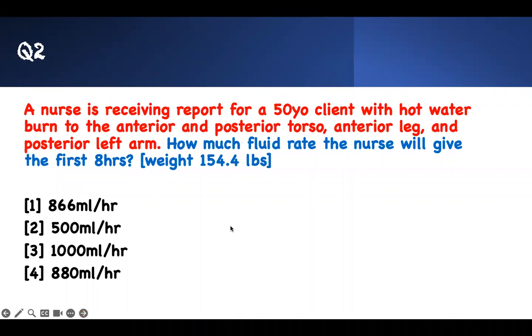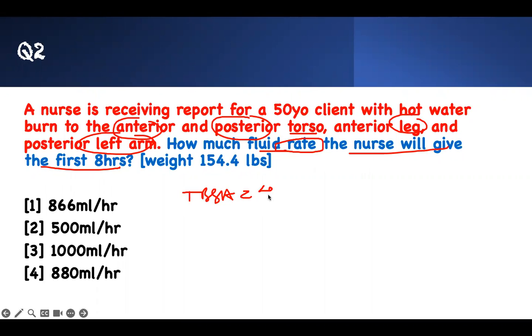Now, the same patient, right? And the nurse is receiving a report for a 50-year-old client with hot water burn to the same area. And I want to show you the detailed calculation. Anterior and posterior torso, anterior leg, and posterior arm. How much fluid rate will the nurse give in the first 8 hours? This is a little bit complicated. So first, calculate your total body surface area, which we already calculated. We get 49.5, right? You have to use the Parkland formula, okay?